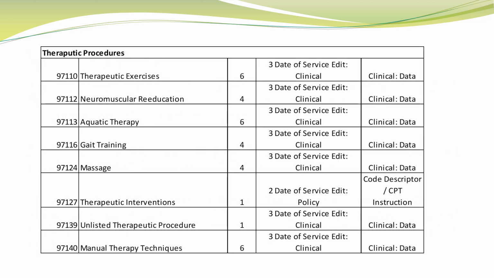So this is basically how the MUE edits look. You'll have the code, the description, and then the middle one is the number of units that you can bill in a day. So you'll see therapeutic exercises 6, neuromuscular re-education 4, aquatic therapy 6, and then you have these 3s and 2s. The 3 means you can appeal a denial if you go over, and the 2 means you cannot appeal a denial.